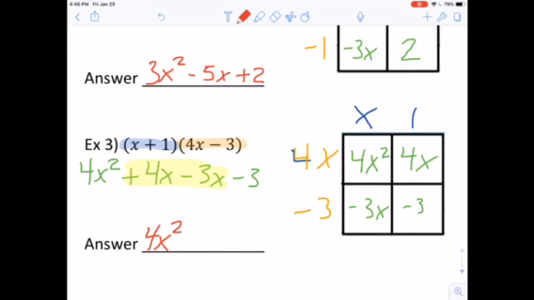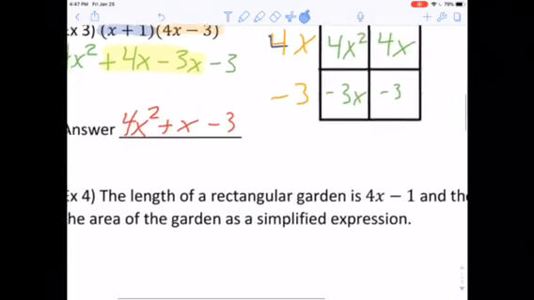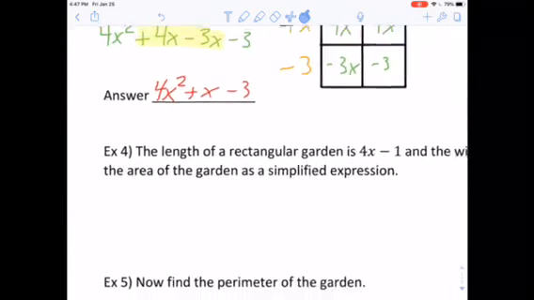4x squared. The combination of positive 4x and negative 3x is going to be a positive 1x. I don't need to write the 1, so it's just positive x and negative 3. Let's look at some word problems.